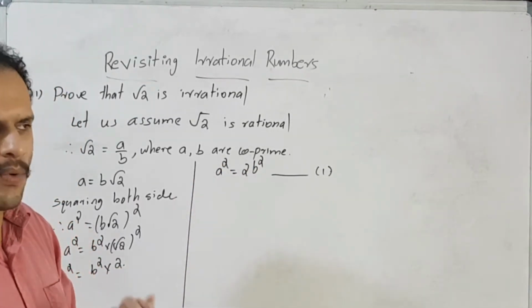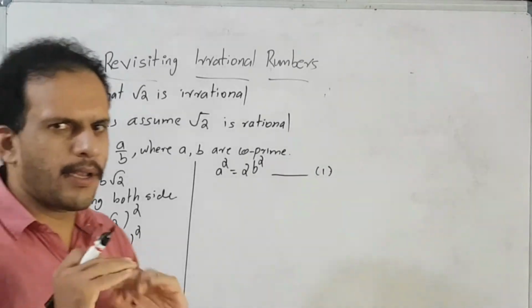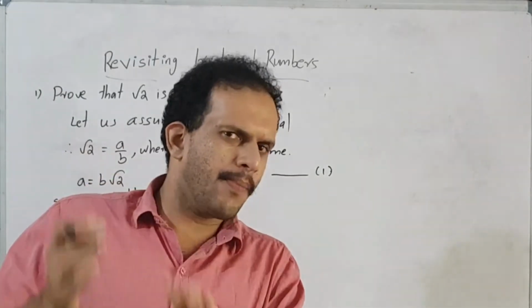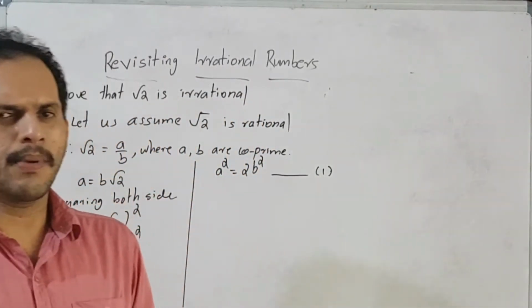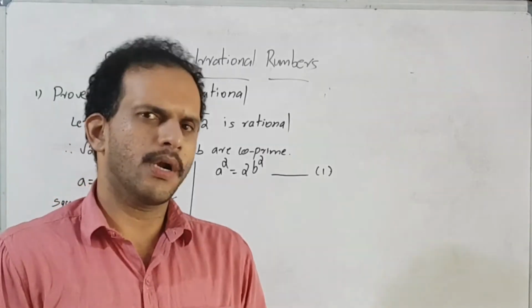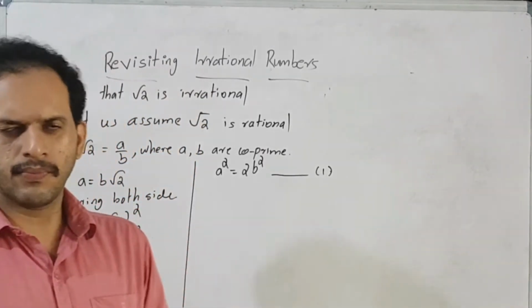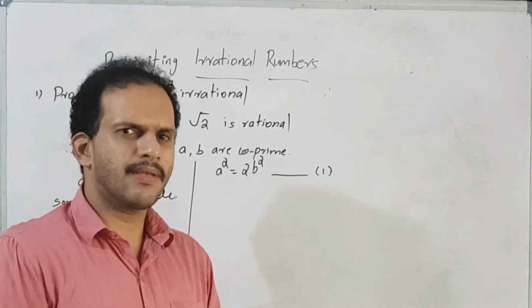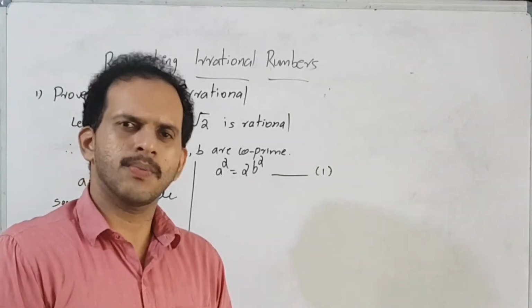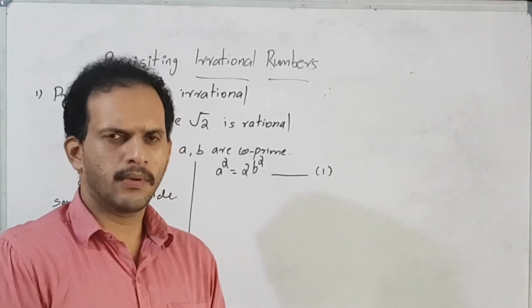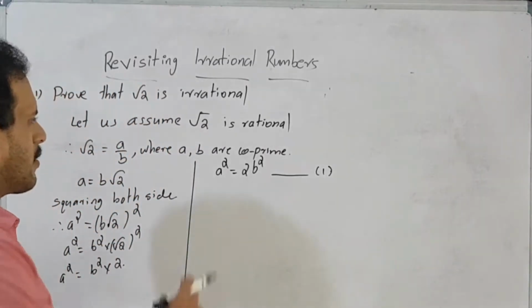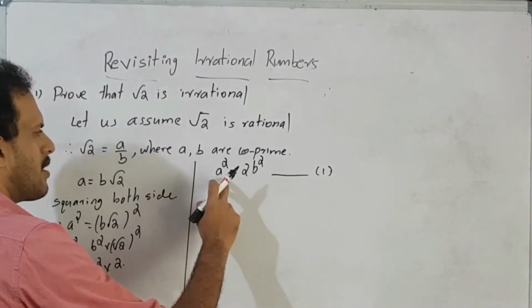If a number a square can be written as a product of 2, then by what can we divide that number? We can divide it by 2. For example, 12 is a product of 2, and 12 is possible to divide by 2. Correct? Likewise, a square is equal to 2b square means a square is a product of 2.